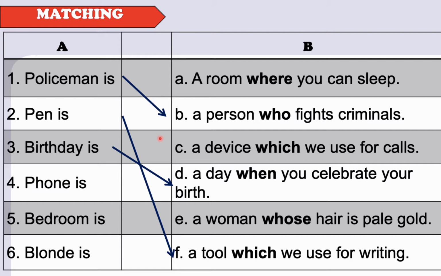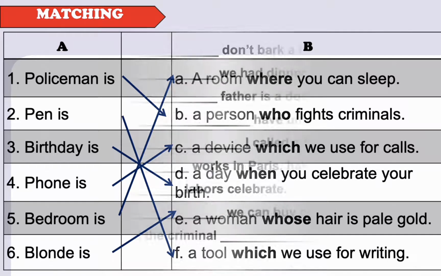A phone is a device which we use for calls. A bedroom is a room where you can sleep. A blonde is a woman whose hair is pale. Okay, whose hair. So please remember that here we have whose. It means the hair of the woman.